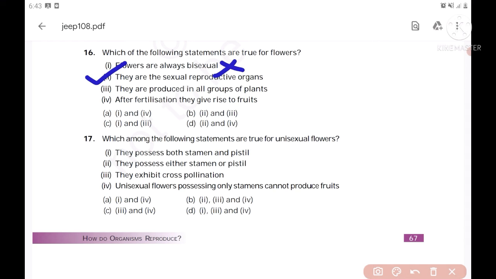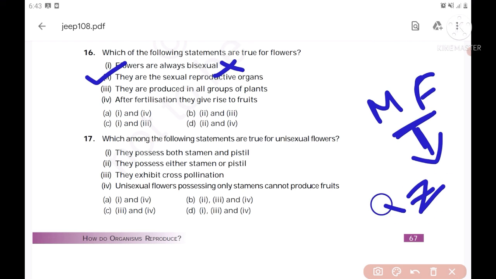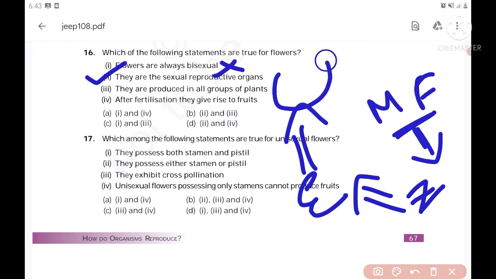Obviously, what is fertilization? Fusion of male gamete and female gamete is called fertilization. What forms? Zygote. Zygote will develop into an embryo. Embryo later on develops into a fruit. Right? So 4 is also true. 2 and 4. D.